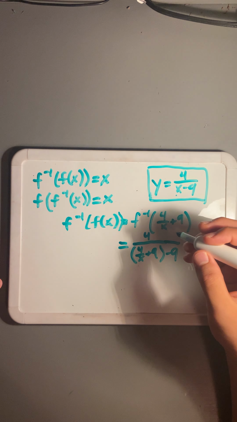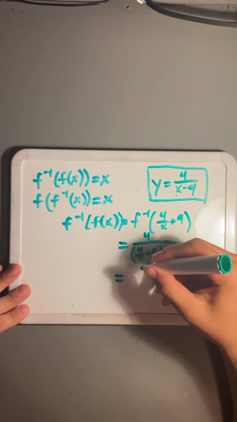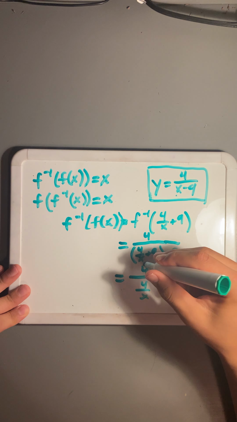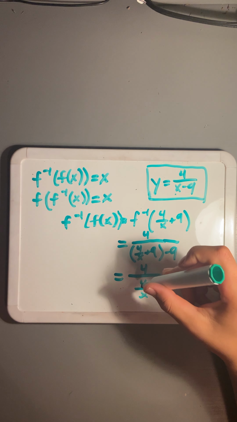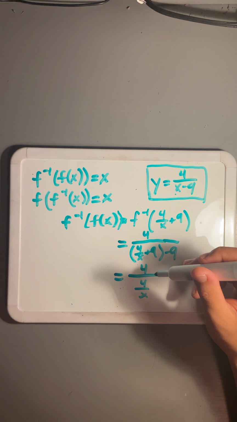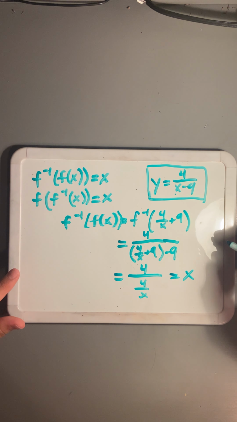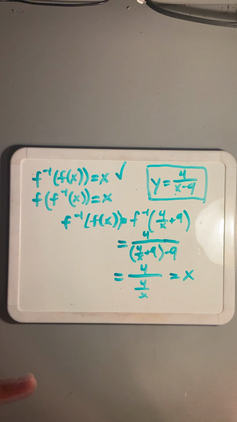If we use algebra again, or just simple math, we get 4 over x. The 9's cancel out pretty much. And 4 over x is pretty much 4 times x over 4. The 4's cancel and you are left with x. So this works.